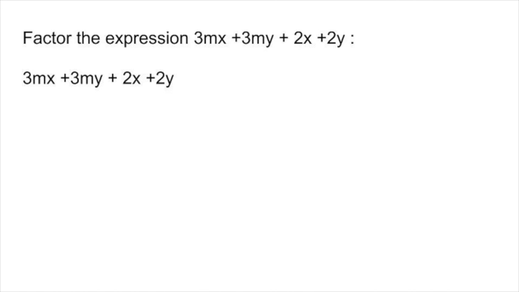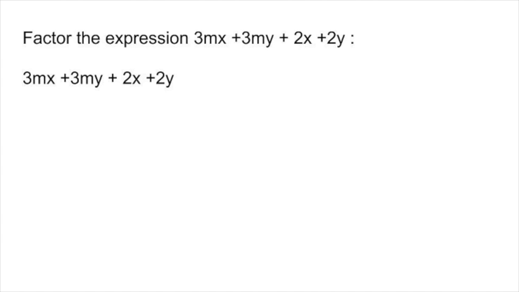On to the first question found on page 204, number 10C. We have 3mx plus 3my plus 2x plus 2y. The first step to any factoring problem is to factor out common terms. This expression has 4 terms, so it is not a trinomial. Therefore, I am simply going to common factor.